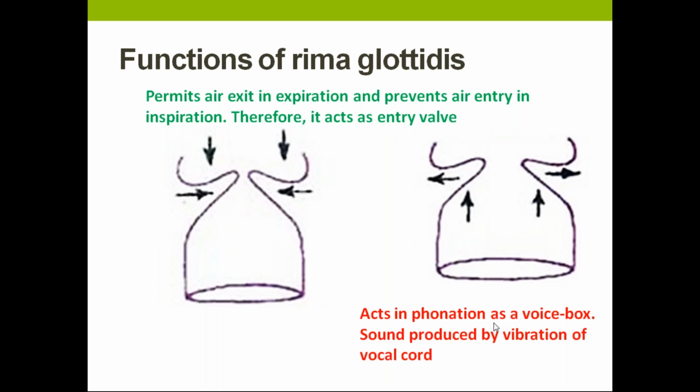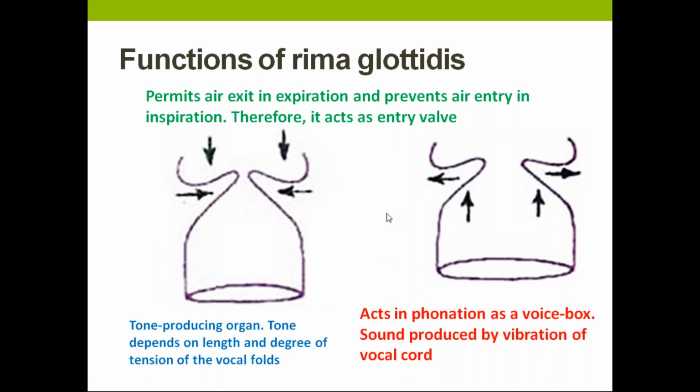That is the main function of the Rima glottidis. Other than this, Rima glottidis acts in phonation as a voice box. The sound is mainly produced by the vibration of the vocal cord from the expired air from the lung. It is also the tone producing organ. The tone mainly depends on the length and degree of tension of the vocal fold or vocal cord. I think now you are clear about the functions of the Rima glottidis.